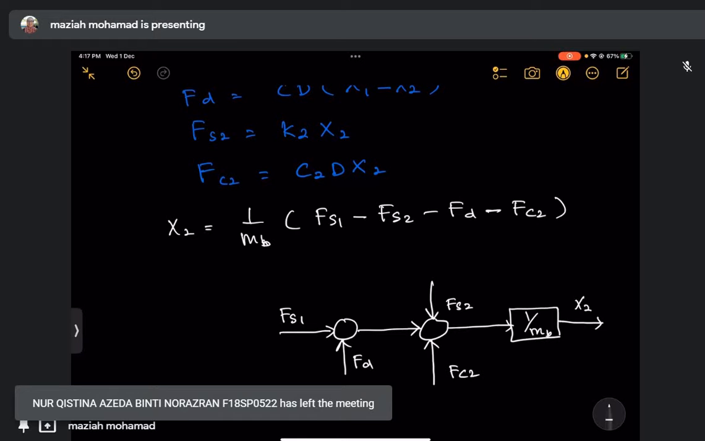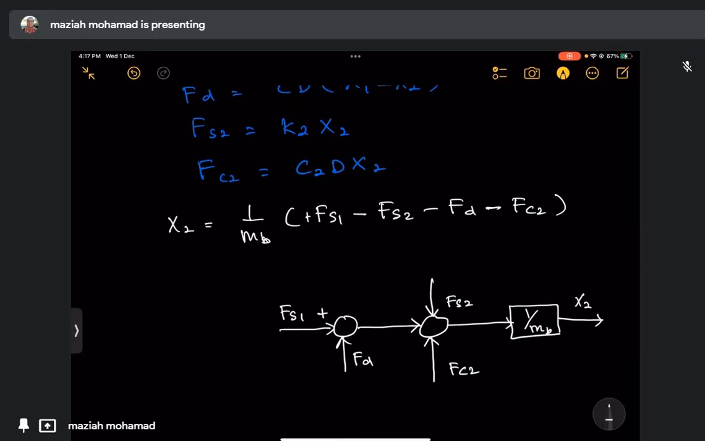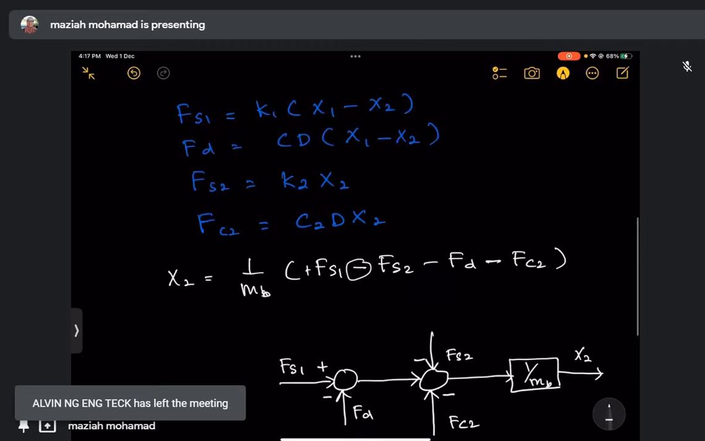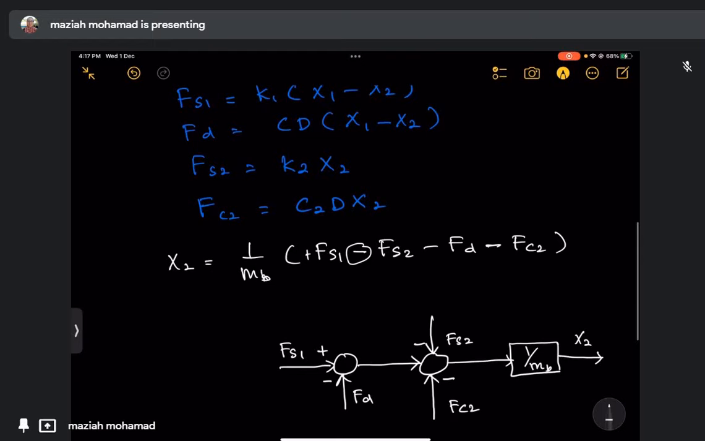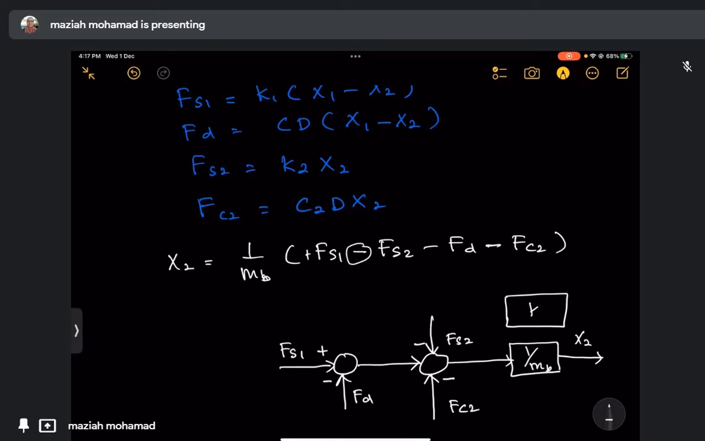Okay. FS1 is positive, then FS2 is negative. Okay, so this one is negative. FD is also negative, and FC2 is also negative. Okay, so we're going to solve for FS2. It is K2X2, K2 multiply with X2. And then for C2, it is C2D.